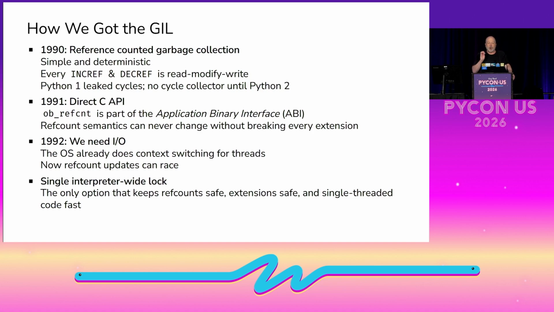This became part of the application binary interface, which is how it is laid out in memory. And once that happened, that couldn't be changed, because all the people who were writing C extensions were relying on that particular layout. If you decided to change that, it wouldn't work. So that put a limitation on how the reference counting could work.